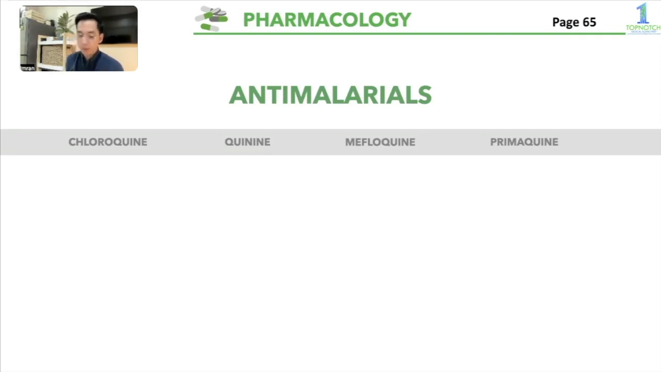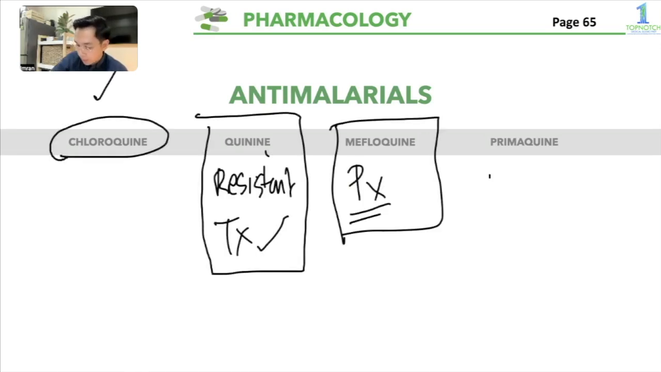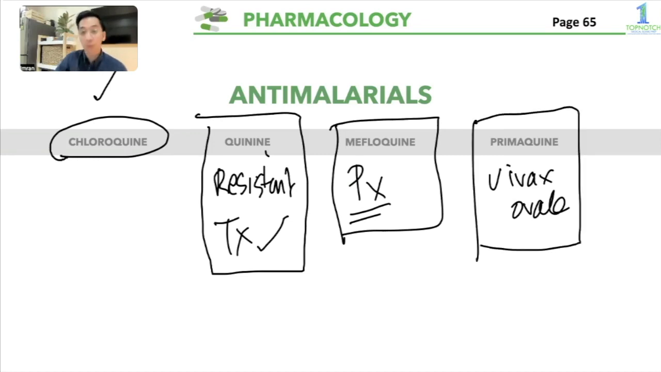malarial species. Now, if the malarial species has an extra erythrocytic form, meaning kaya niya magtago dun sa RBC, pwede siyang makatago dun sa liver natin, yung tinatawag na exoerythrocytic stages, particularly seen in your vivax and ovale. Okay, vivax and ovale, you now give your primaquine. All right? So that is given for the stages na wala sa bloodstream natin. So your primaquine is the main drug for that.